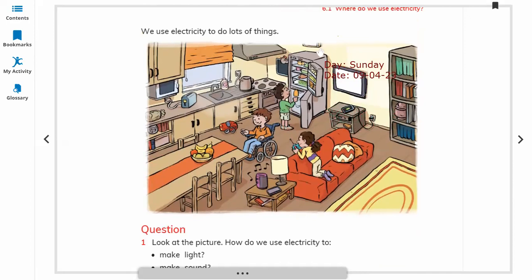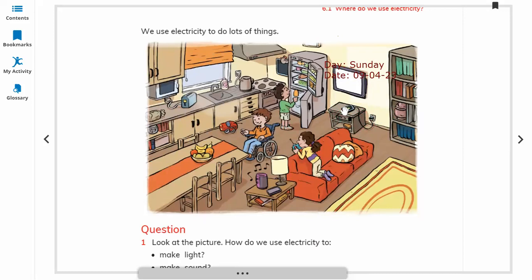Then we have a fridge. We store our food inside the fridge. So this is also using electricity. Then we have a toaster. A toaster also uses electricity to roast our bread. Slices of bread we roast in the toaster. Then coming here we have a TV. A TV also uses electricity. We watch it. Then we have a phone on the table. It is also using electricity to charge. We use a cell phone too.